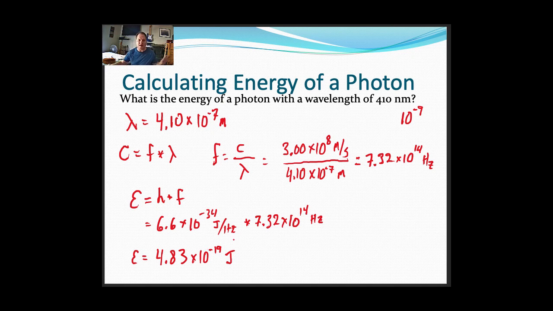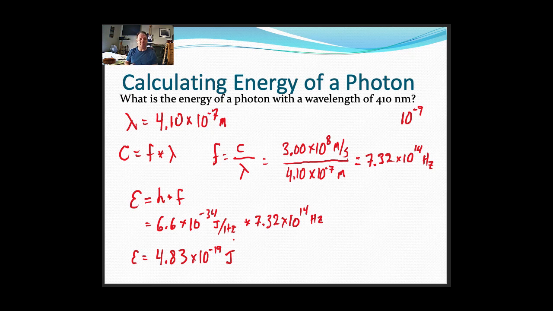Extremely small amount of energy, but you've got to remember, this is a single photon, which was produced by a single electron, moving from one energy level to the next within a single atom. We're talking about a very small scale here. Thus, we're getting a small scale of energy. That is the energy of a photon with a wavelength of 410 nanometers.